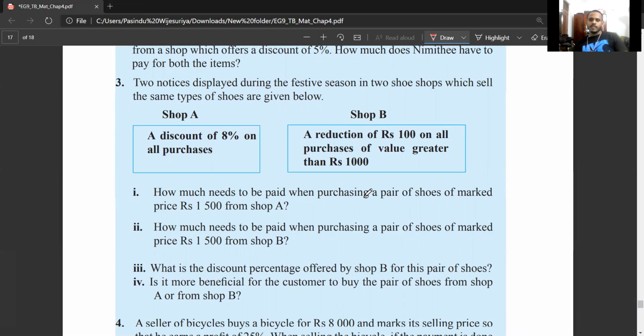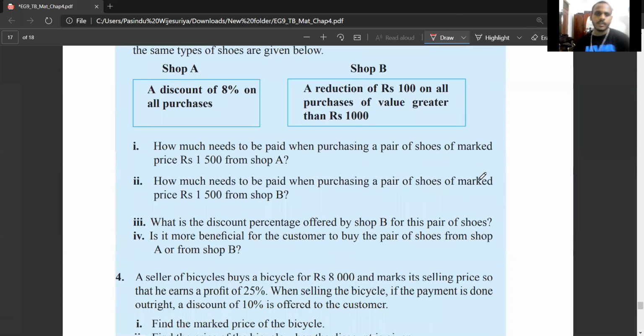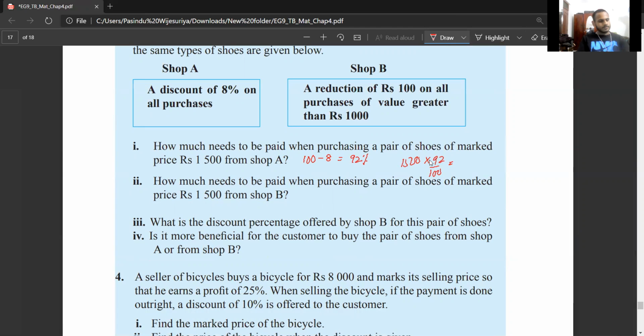How much needs to be paid when purchasing a pair of shoes of marked price 1500 in shop A? එතකොට කීයක් ගෙවන්න ඕනද? discount එකක් ලැබෙනවා කියලා කියන්නේ 8% discount එකක්. එතකොට අපිට පුළුවන් 100% වලින් 8% අඩු කරාම හම්බෙන 92%. හරිනේ? එතකොට ඔයා ගෙවන්න ඕන 92%. 1500 into 92 over 100, ගෙවන්න ඕනේ 1380 rupees. This is percentage. This is the value sign.